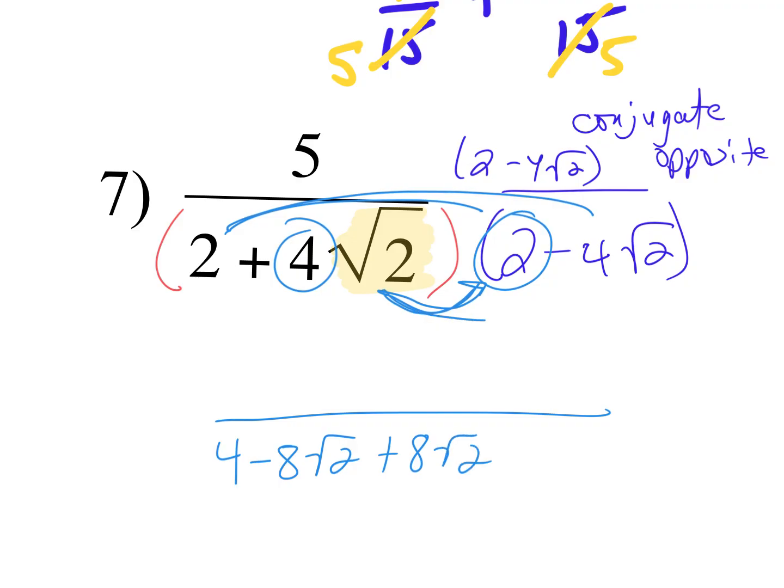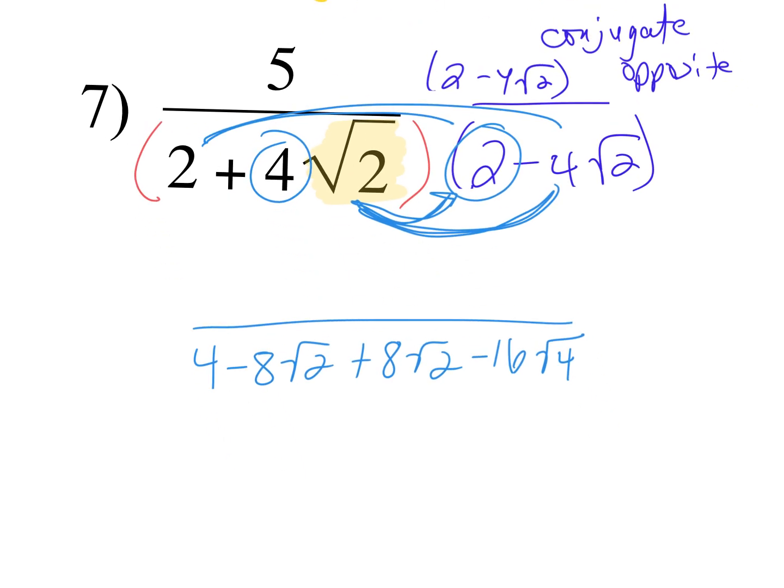And then the last, outside times outside. What's negative 4 times 4? Negative 4 times 4, guys. 16, thank you. And then the square root of 2 times the square root of 2 is the square root of 4. All right, so all we did was FOIL. First times first, then the first times outside, then inside times inside, then last times last.